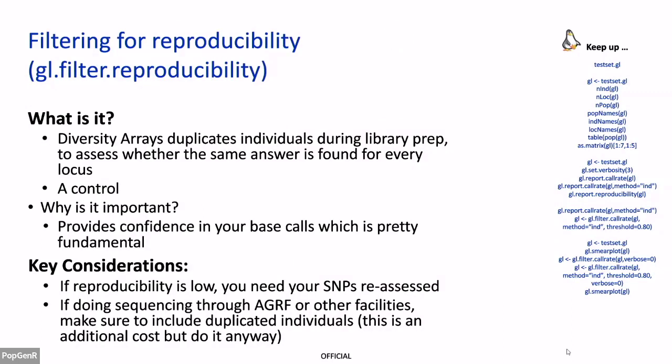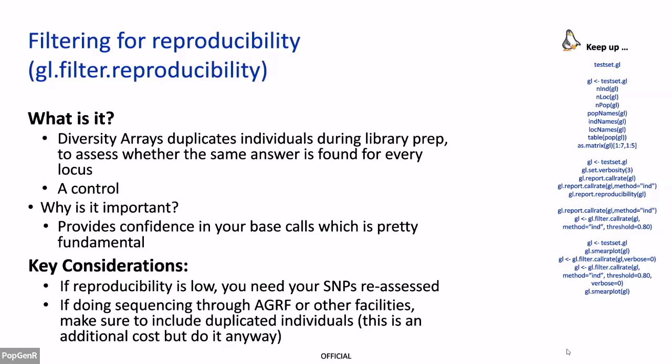So filtering for reproducibility is again, we've talked about that. So individuals are duplicated in your data set. So you actually sequence the same individual independently more than once. And then across those individuals, you line up the same gene and ask, did you get the same answer? Did you get the same alleles for the same individual at that gene? All right, and so if you did, great. Right?